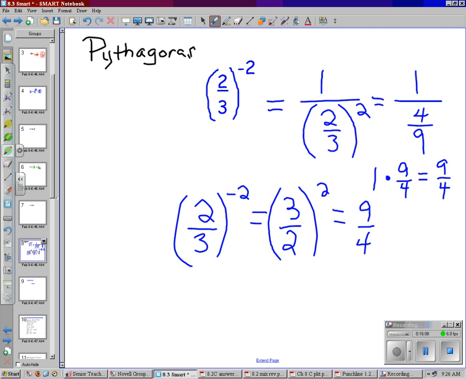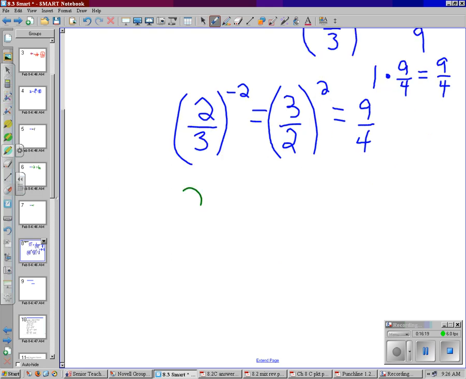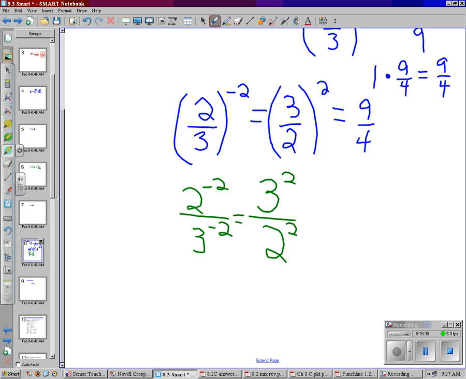Jake asks: could you technically do 2 to the negative second over 3 to the negative second first, and then flip them? Yes, you can! Move this to the other side of the fraction bar: 2 to the now positive second power over 3 to the now positive second power. Isn't that cool?